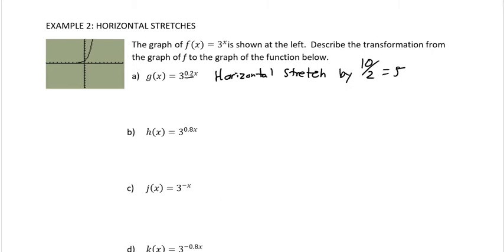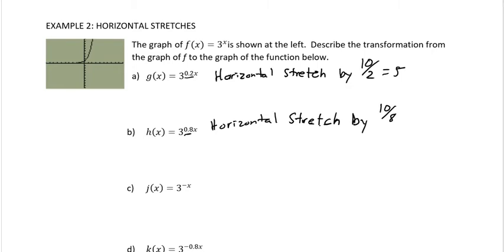Now next, it's between 0 and 1. It's positive, so we have a horizontal stretch again. By a factor of, and it would be 8 over 10, flip it over, it would be 10 over 8. Horizontal stretch by 10 over 8.